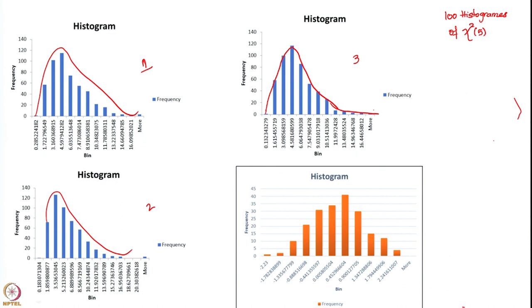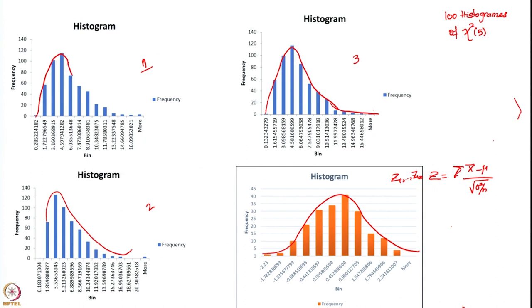But when you take the z variable, which is x bar minus mu over the square root of sigma square by n, this is a plot of z1 to z100, and this distribution looks very much like a normal distribution. You see how the skewness has slowly gone. Here also I have not drawn it well, let me do that. Okay, if you draw it a bit carefully, this skewed distribution, as well as this skewed distribution, are turning into a normal distribution which is not skewed.